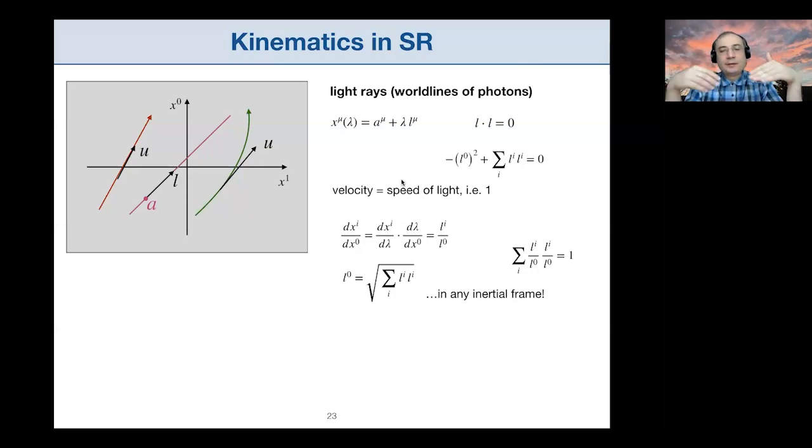If we simply repeated this calculation in a different inertial frame, it would look the same and we would end up with the same result. The velocity in this frame again has the magnitude of one, so the speed of light.